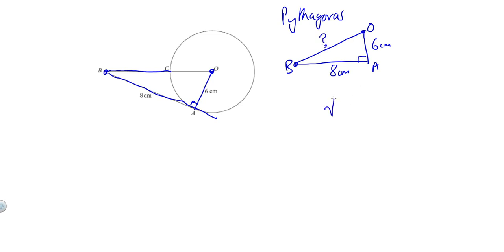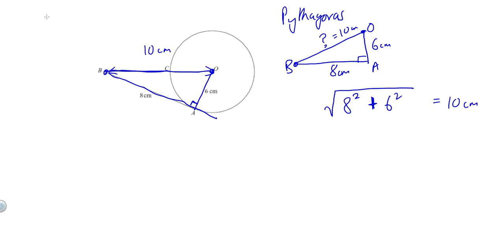So what I do on the calculator, I can press the square root button, and underneath that I can type in 8 squared plus, because I'm trying to find the longer side. If it was one of the shorter sides, I would have had to take away. So to find the longer side, it's plus, and then 6 squared. So if I do that on the calculator now, I get 10. So this is 10 centimeters. Remember, all of this is 10 centimeters, the entire thing.